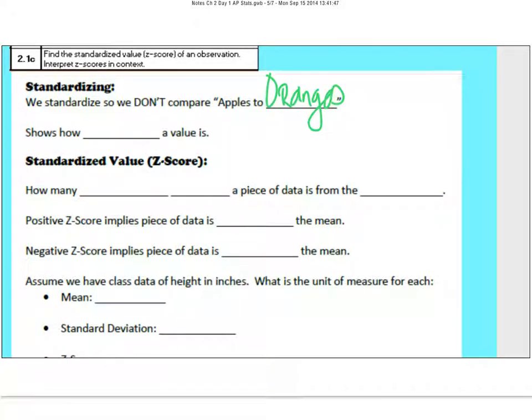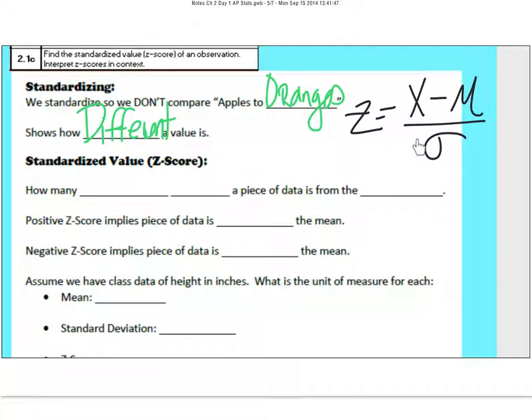A nice real-life example of that would be, what if I'm analyzing a track team on how they did, comparing their hurdles event to their 100-meter run event. You can't really compare the two, but if you standardize their data, then you can. So standardizing is going to help us show how different a value is.